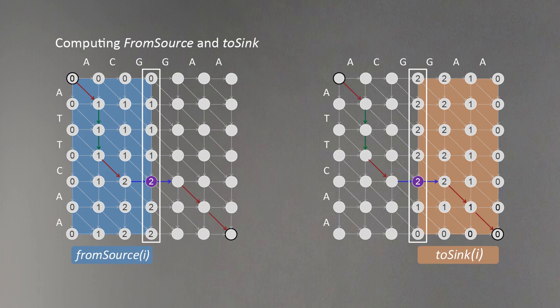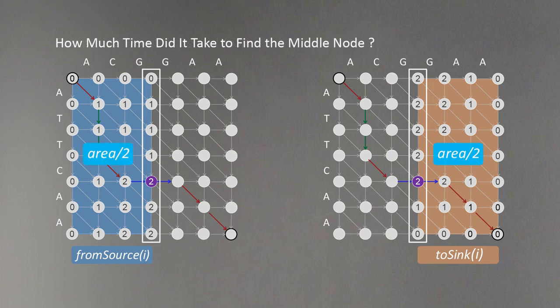And after we have these two vectors, from source and to sink, we can sum them up and find values in the middle column. So what is the runtime of this algorithm? To find from source, we need to visit area divided by 2 of our whole Manhattan grid. And to find the to-sink vector of values, we also need to visit area divided by 2. So we actually need to visit the whole Manhattan grid to find values in a middle node.